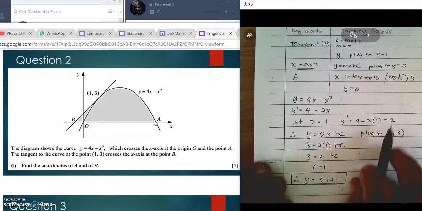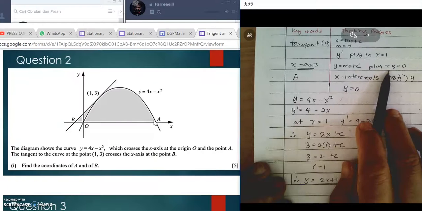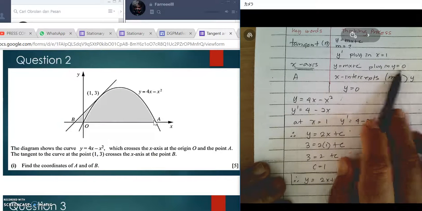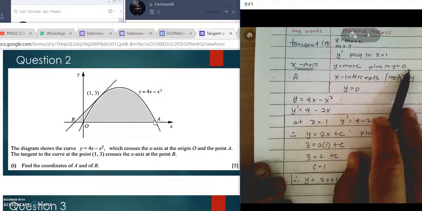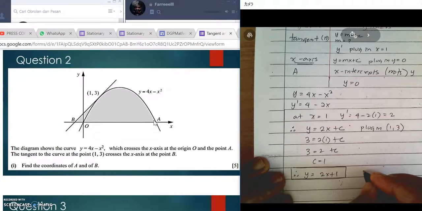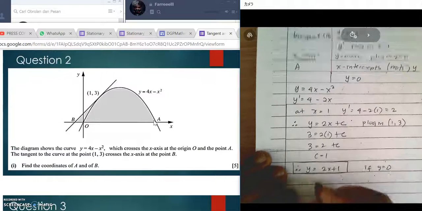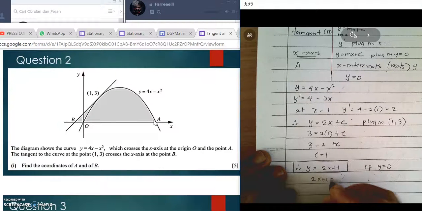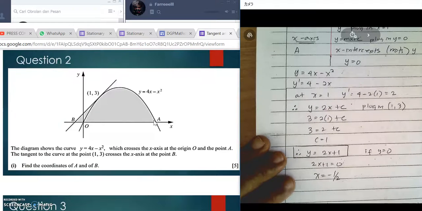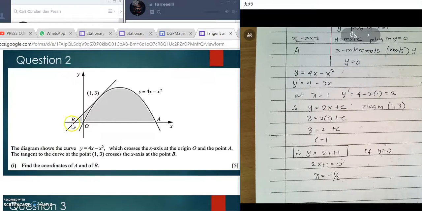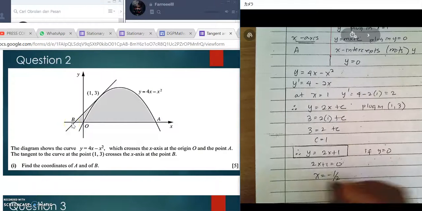And since it passes through the x-axis, it means that you need to plug in y equals 0, because at the x-axis the value of y is 0. So if y is 0, then 2x plus 1 equals 0, so x equals negative 1 over 2. So that is actually your point B. Therefore, your point B is (negative 1 over 2, 0).